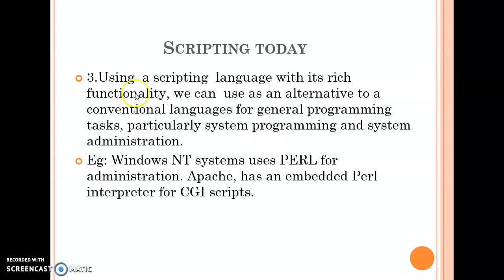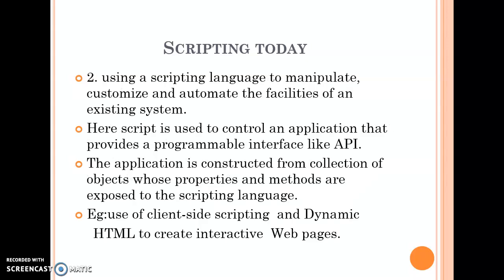Third point, using a scripting language with its rich functionality, we can use it as an alternative to a conventional language for general programming tasks, particularly system programming and system administration. Examples are that Windows Network System uses Perl for administration. Apache has an embedded Perl interpreter for CGI scripts. These are the uses of scripting today.